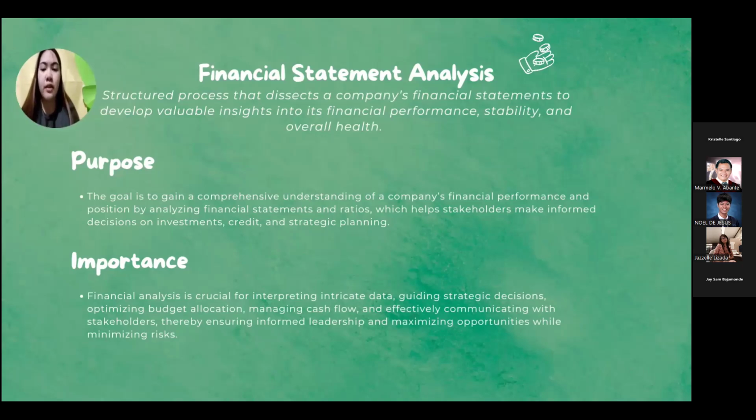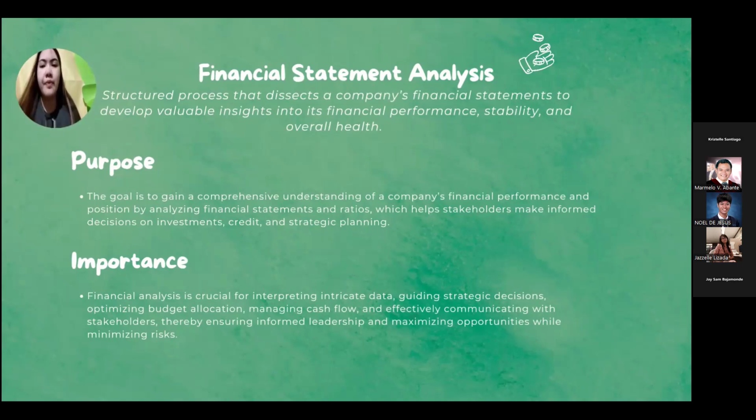It also helps the stakeholders make informed decisions because it reveals the company's strengths, weaknesses, and areas of improvement. So the purpose of financial statement analysis is to gain a comprehensive understanding of a company's financial performance and position by analyzing financial statements and ratios, which helps stakeholders make informed decisions on investments, credits, and strategic planning.